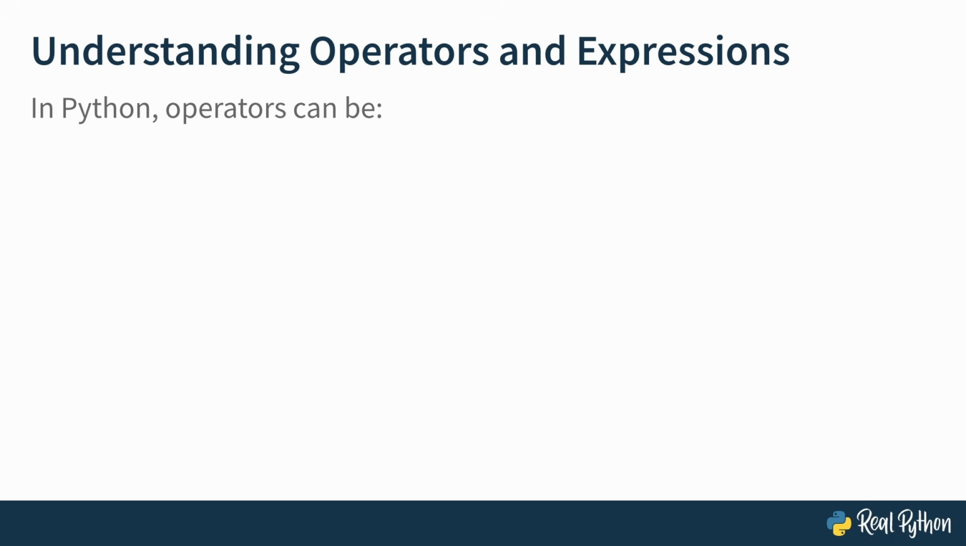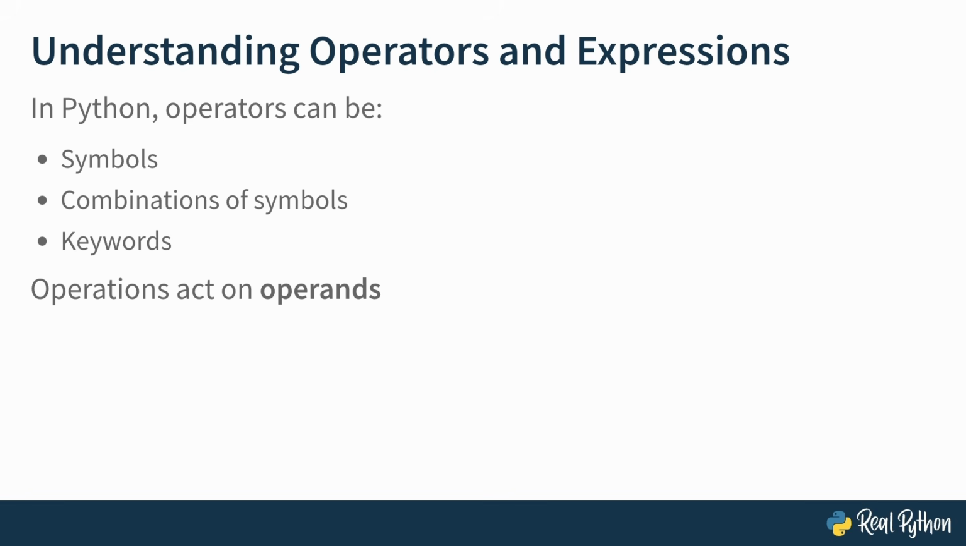So what are operators? Well, within your programs, there are many different operations you might need to perform, like addition of numeric types or assigning a value to a variable. The special identifiers you use to execute these operations are called operators. In Python, they can be symbols, combinations of symbols, or even keywords. And these various operations act on operands.